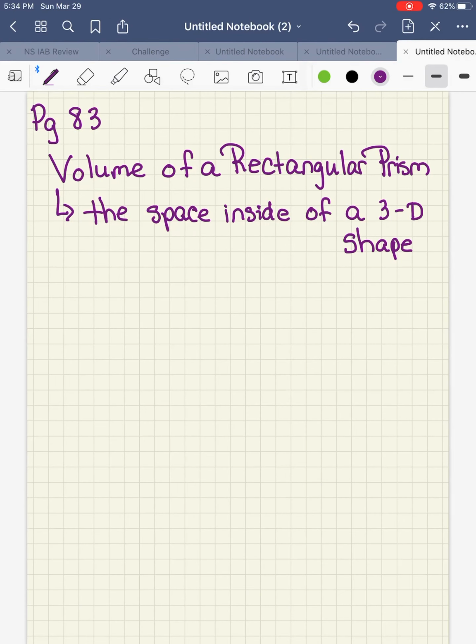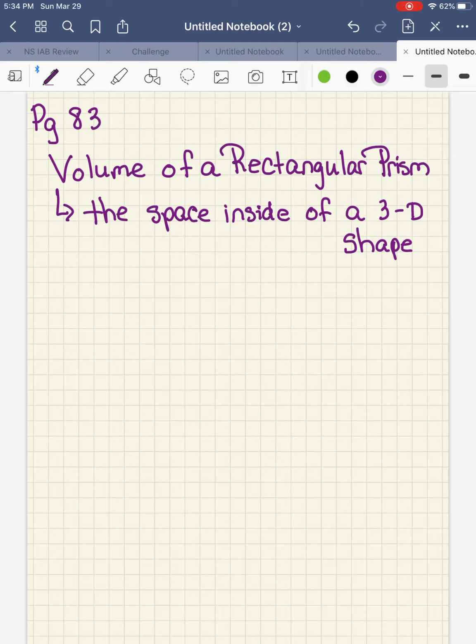Okay, we are taking notes today. Today is Monday. If you're taking these behind, that's okay. The notes are going to be on page 83 in your toolkit, and they're about finding the volume of a rectangular prism. And the volume of a rectangular prism is the space inside that prism.